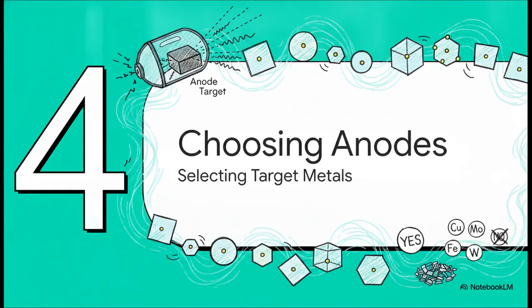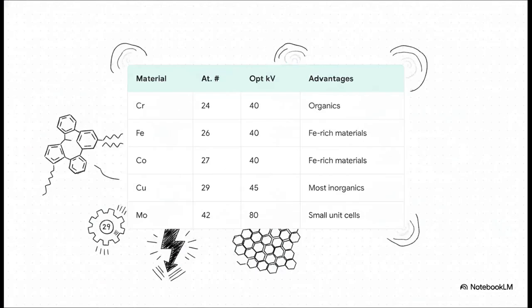Moving right along, let's get into the setup phase, specifically how you choose your anode material, because this will literally make or break your experiment. Different pure metals produce different characteristic wavelengths, so consider this your ultimate lab cheat sheet. Copper, sitting there at atomic number 29, that's your everyday workhorse, perfect for general inorganics. But say you're looking at organics with big atomic spacings, you're going to want the longer wavelength of chromium. On the flip side, if you're analyzing tiny unit cells, like tight metal alloys, you need the heavy hitter, molybdenum, running at 80 kilovolts for those super short, penetrating waves. You always have to match your anode to your sample to avoid throwing off your data.